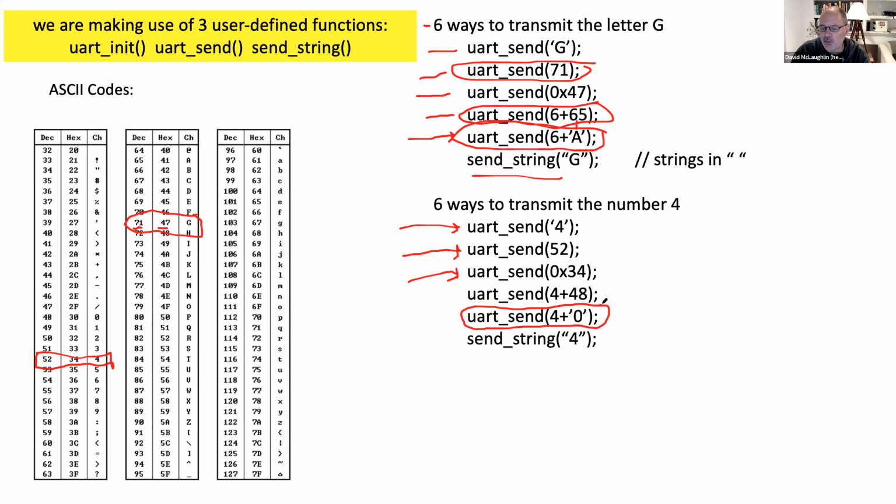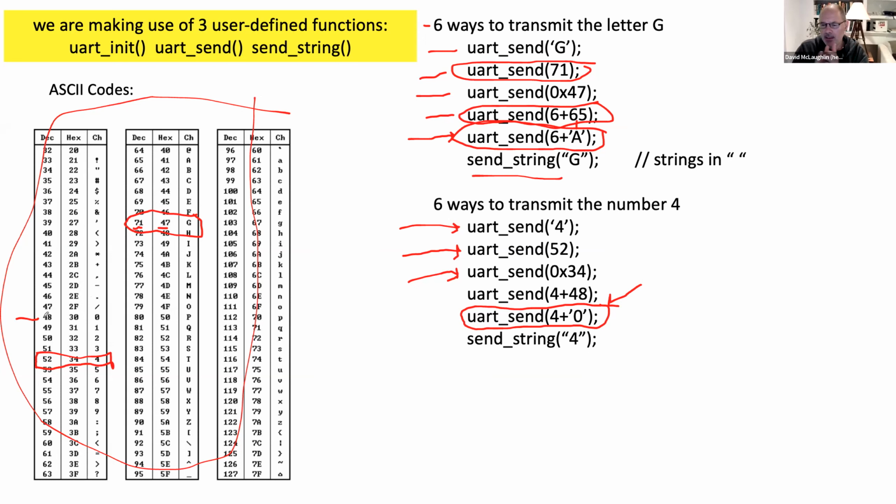That's going to give me 4. And the reason why that's useful is we don't tend to have this table memorized. I certainly don't, and I don't know off the top of my head what would be the character for the number 4. But one thing I can always do is write something like 4 plus character 0. And character 0 is actually the number 48, and the compiler will figure that out for me. So we'll be making use of some of this kind of stuff.